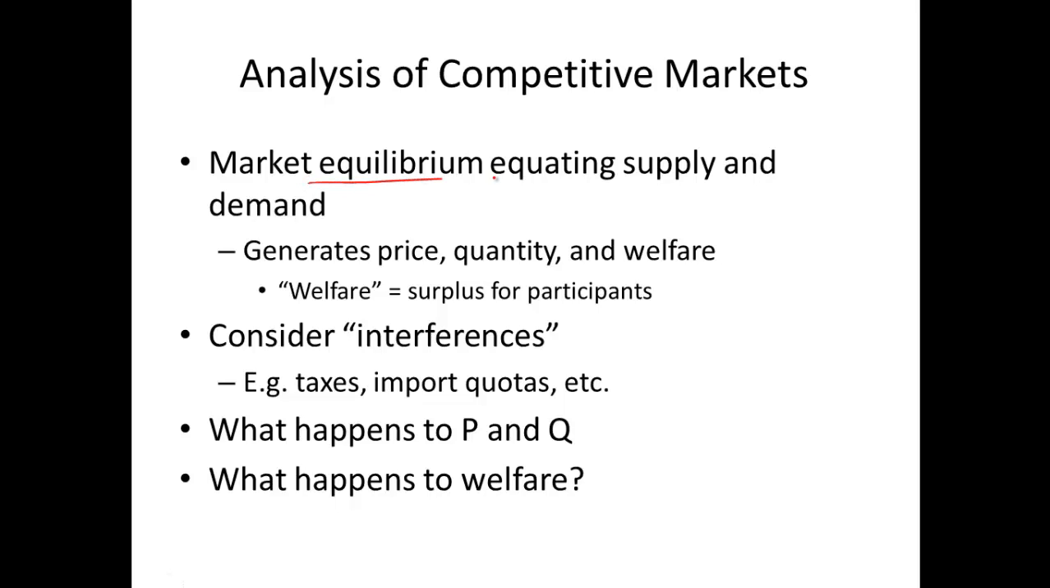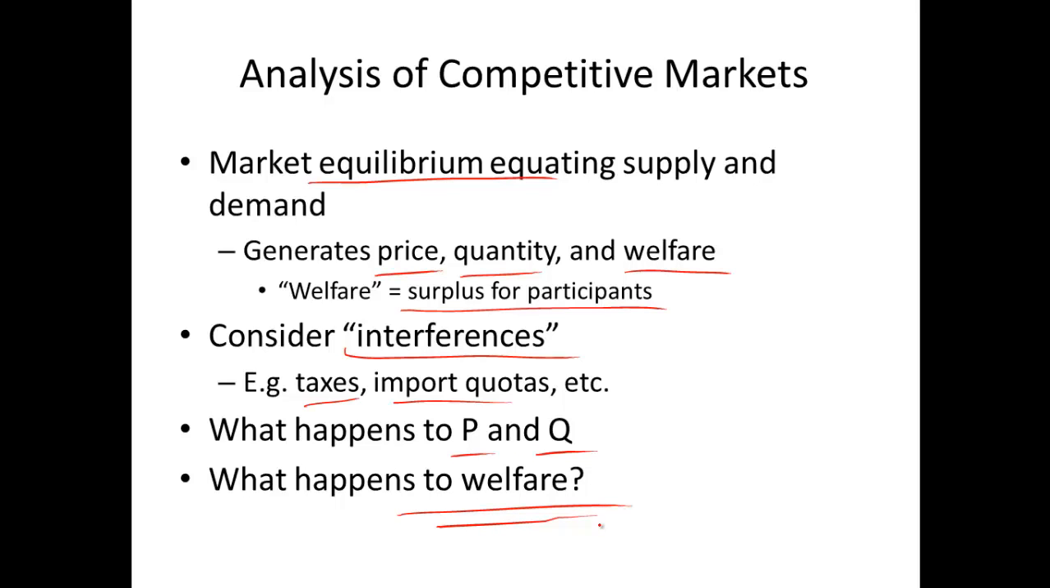So the market equilibrium, again, that intersection of supply and demand, generates the equilibrium outcomes, the price and the quantity, but it also generates some measures of well-being or welfare. And our notions of welfare are going to be measures of surplus for the participants. And then we'll consider various kinds of interferences in the market, things like taxes or import quotas, and we'll ask, what does it do to the equilibrium? What happens to price and quantity? And what happens to the well-being or welfare of market participants? That's the topic of the analysis of competitive markets.